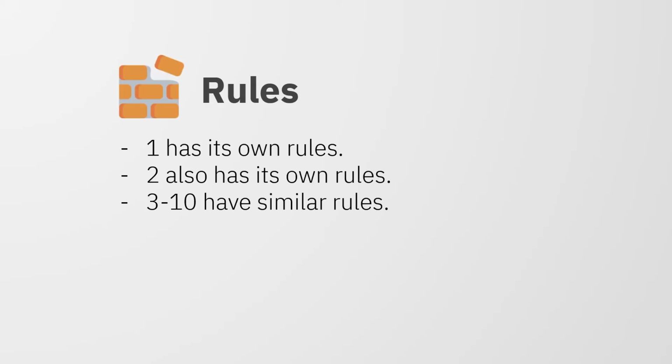We have three groups of numbers with independent rules: 1, 2, and 3 to 10. So if you understand the rules for number 3, you can apply them to number 4, 5, and so on till number 10. So much of our time will be spent on numbers 1, 2, and 3.